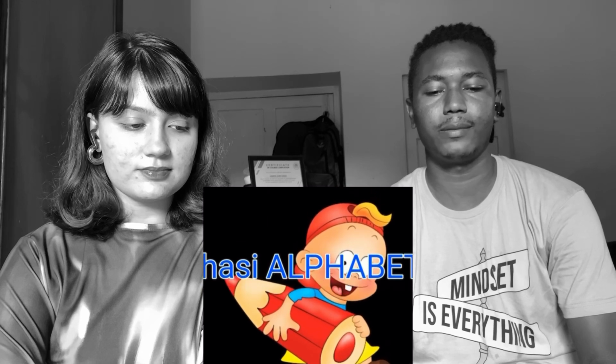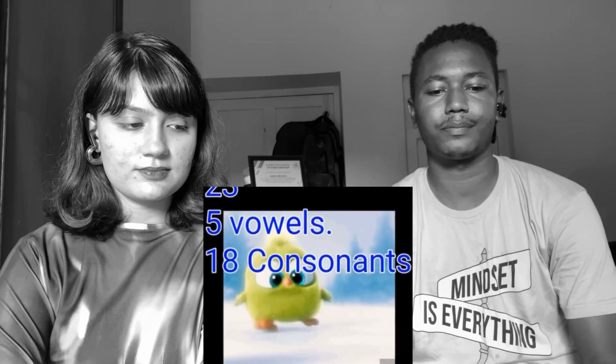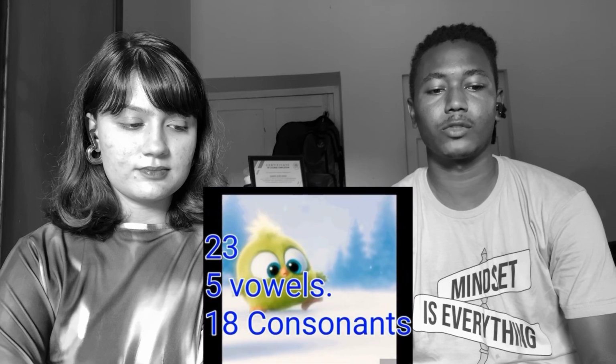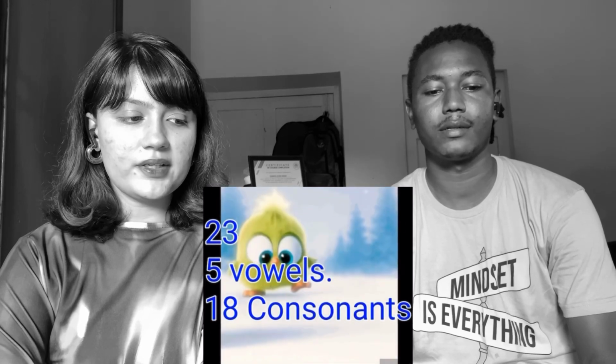Today we are going to learn about the Khasi alphabet. There are 23 alphabets, 5 vowels and 18 consonants. In English there are 26.